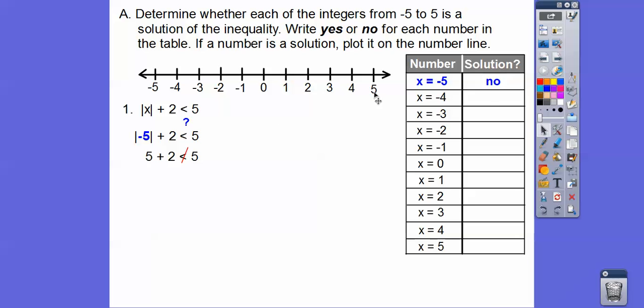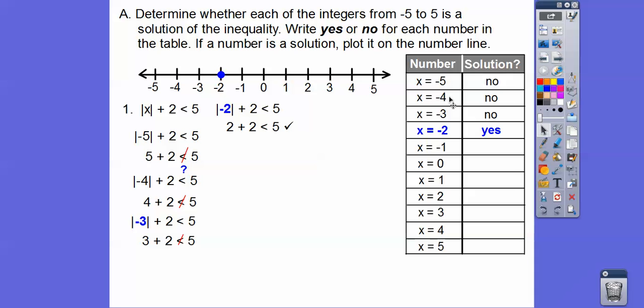We'll do the same thing with the integer -4. Is the absolute value of -4 plus 2 less than 5? Well, that's 6, because the absolute value of -4 is 4, and 4 plus 2 is 6. That's not less than 5. So let's try the next integer, -3. That's still not less than 5. This equals 5, so it's not less than 5. But -2 is a yes, because the absolute value of -2 is +2, and 2 plus 2 is 4. That's less than 5.